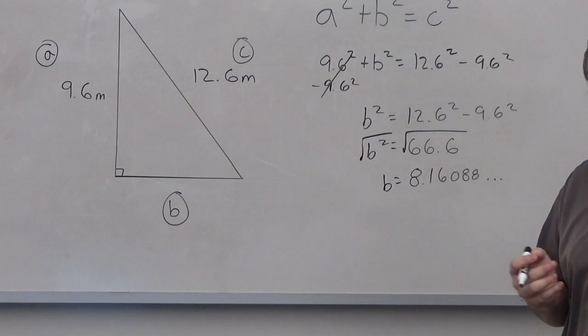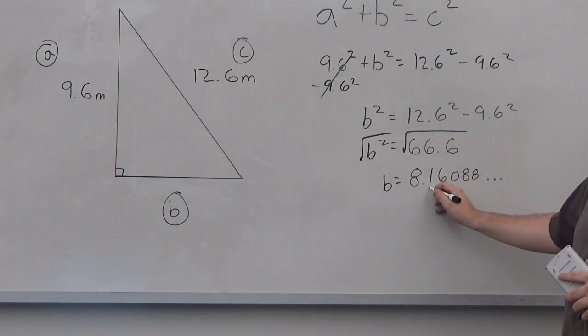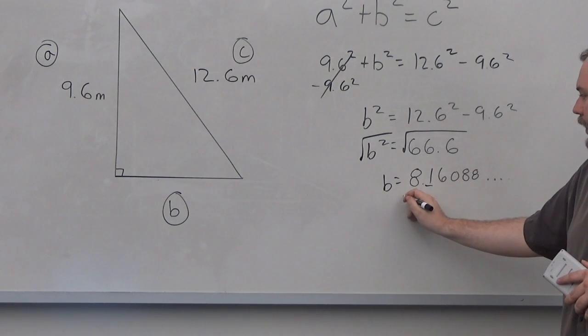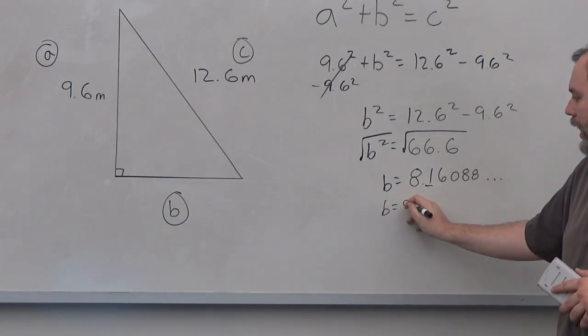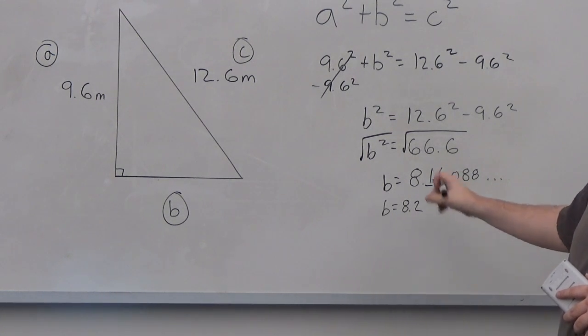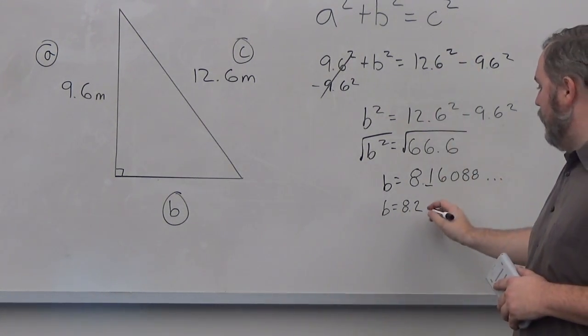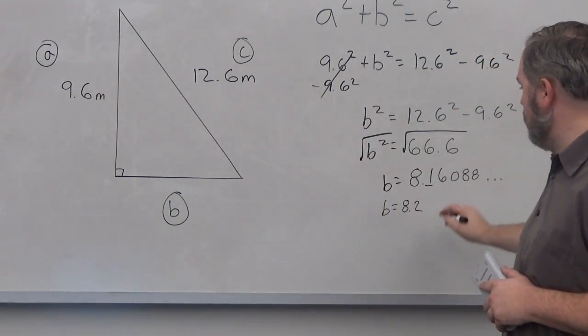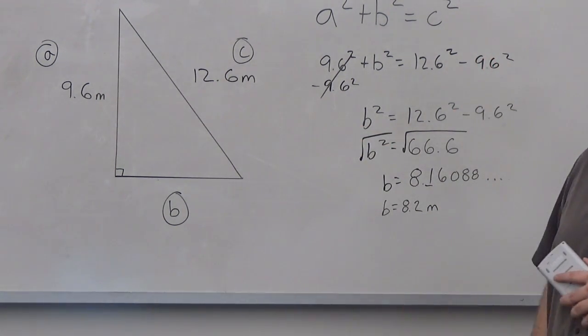I want you to round this to the nearest tenth, which happens to be here. This 6 tells that 1 to go up, so I get B is equal to 8.2. The rest of the digits become zeros, and we drop them. So the answer is 8.2. What's the unit we're working with? Meters. So 8.2 meters.